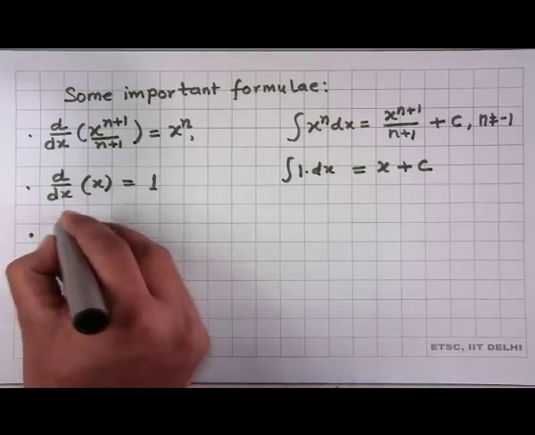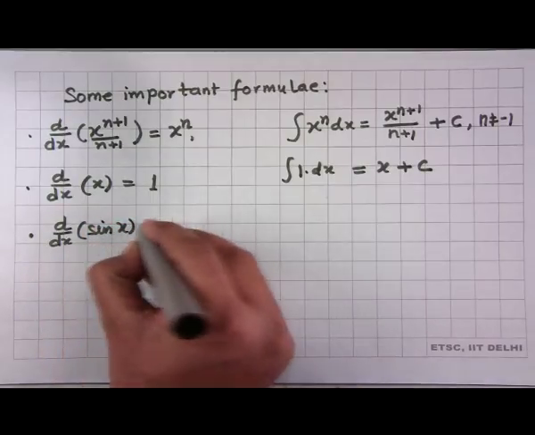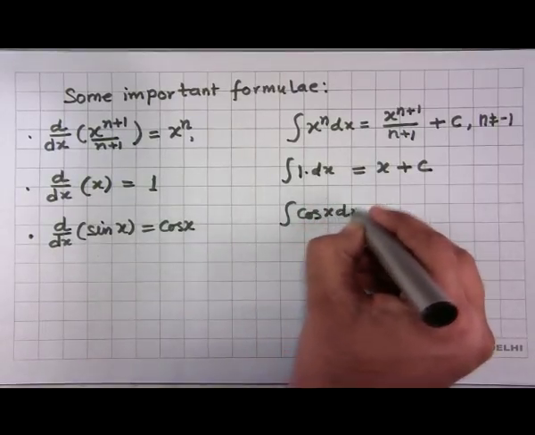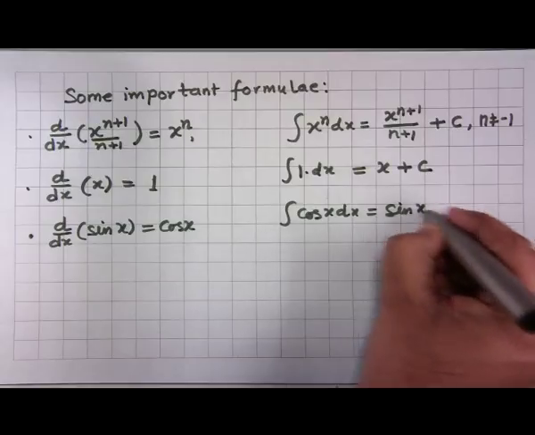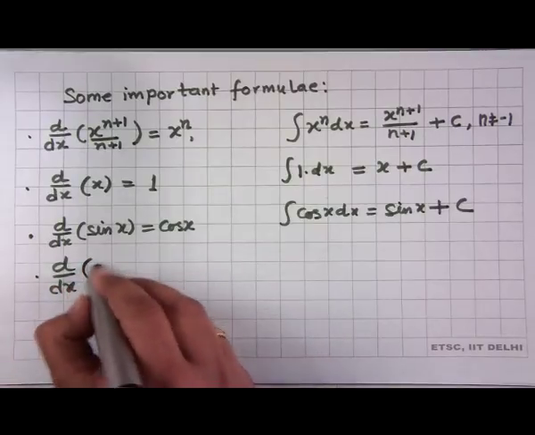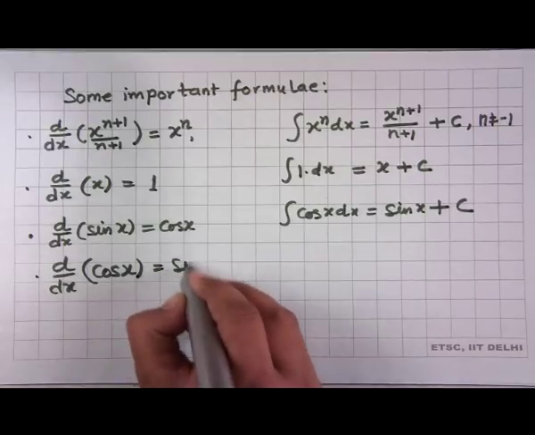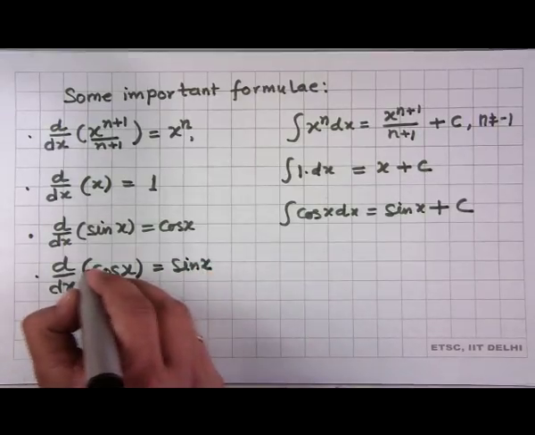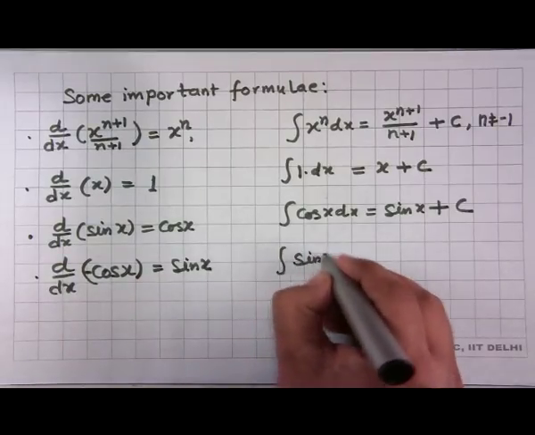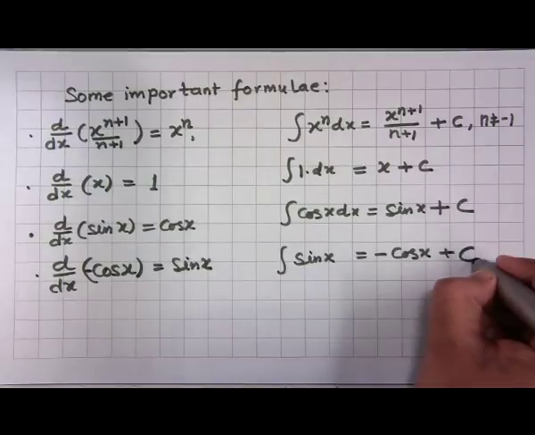Certain trigonometric functions, for example, d by dx of sin x is cosine x, and therefore, integral of cosine x is sin x plus c. D by dx of cosine x turns out to be minus of sin x, therefore, we will put minus sign here, so that when we write the integral, it becomes integral of sin x is minus cosine x plus the constant.